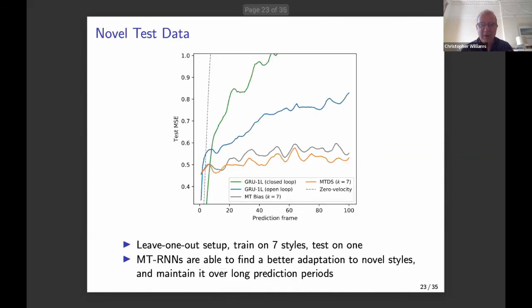The other thing we can do is give it novel test data. We've got 8 styles, so we can do leave one out: train on 7 styles, test on 1. This plot shows the prediction frame on the x-axis and the test mean squared error on the y-axis. For something like a GRU without customization, this grows very rapidly, that's the green line or the blue line, whereas the multi-task dynamical system, shown in orange, stabilizes much better. And if we do bias customization, that does a bit worse.